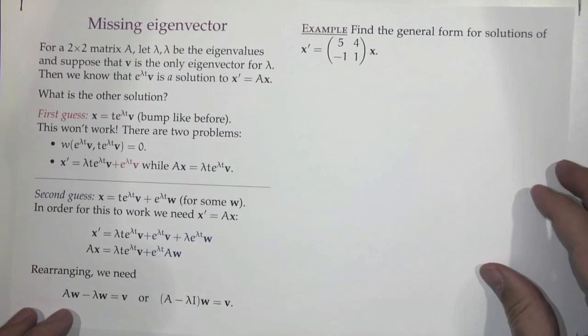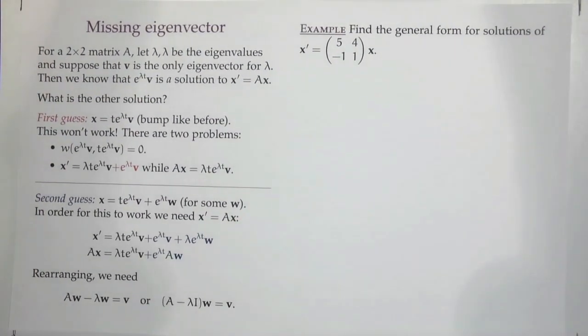So, dealing with the missing eigenvector. It's not repeated eigenvalues that's the issue. It's a shortage, or missing, of these eigenvectors. We're going to focus a lot on the 2 by 2 case, but this works in many general situations as well. Suppose we have a repeated eigenvalue. If you're missing an eigenvector, it has to be because you have a repeated eigenvalue, but not vice versa.